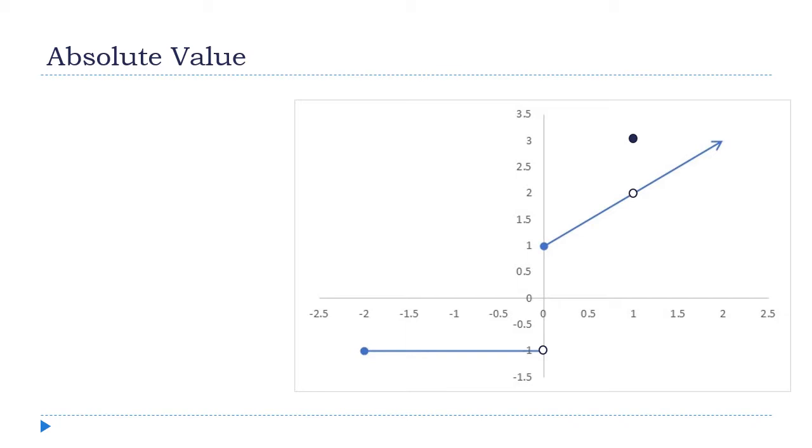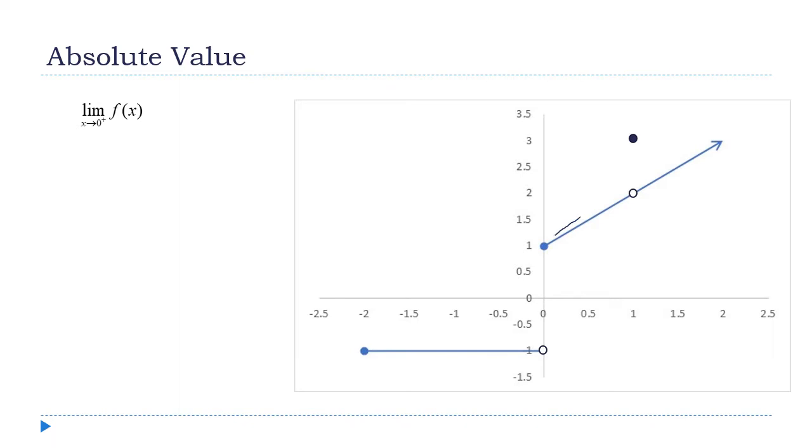This function here illustrates all of the different situations that can come up. So I'm going to look at a bunch of limits here. First, what is the limit as x approaches 0 from the right? Well, go over to the right-hand side of 0 and look at what the function is doing.